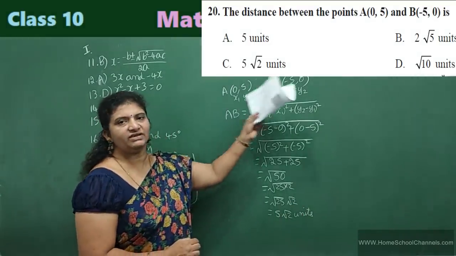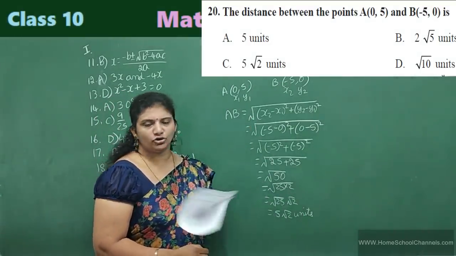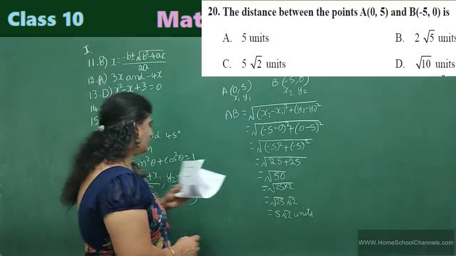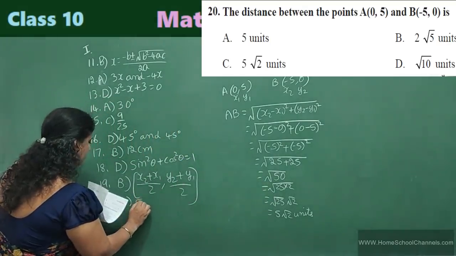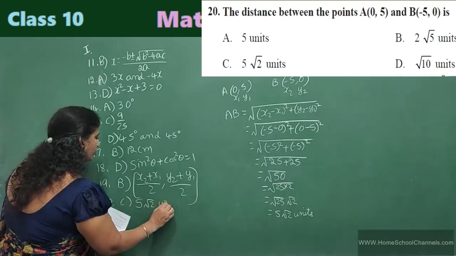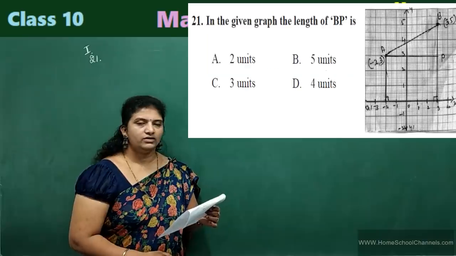What is the distance between these two coordinates? 5 root 2 units. Check the option. Option C. 5 root 2 units.